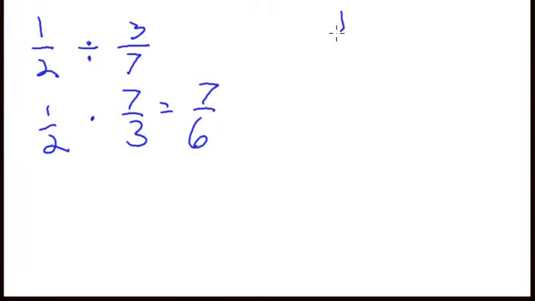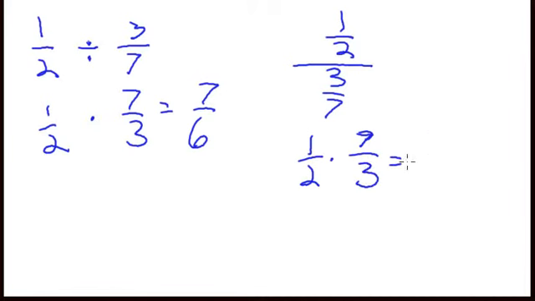Another way that it might look is if I have 1/2 over 3/7. That's division too. So I just always in my head, this guy flips right over, comes up next to it, and gets multiplied. So 1/2 multiplied by 7/3, and then we get that 7/6 again.